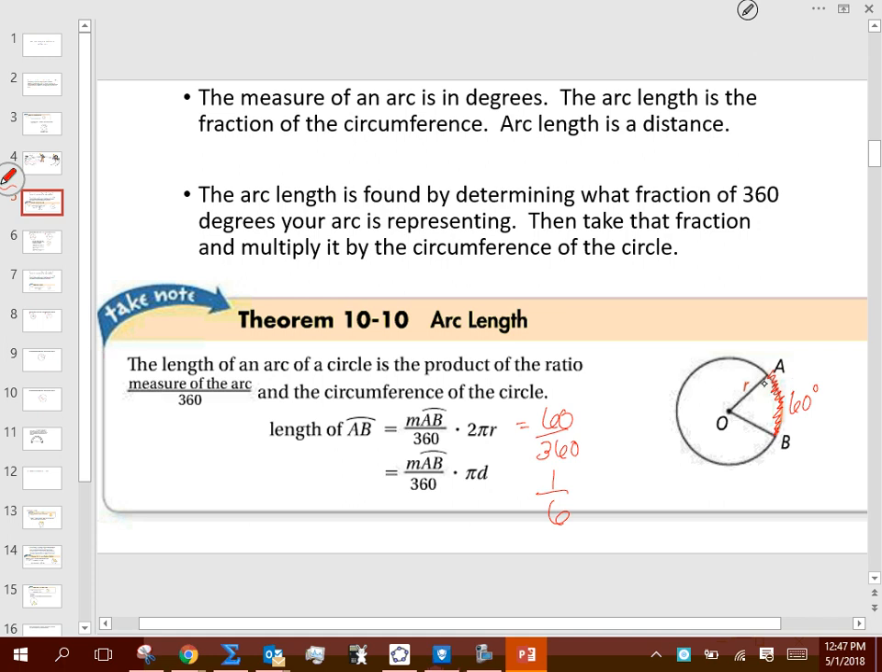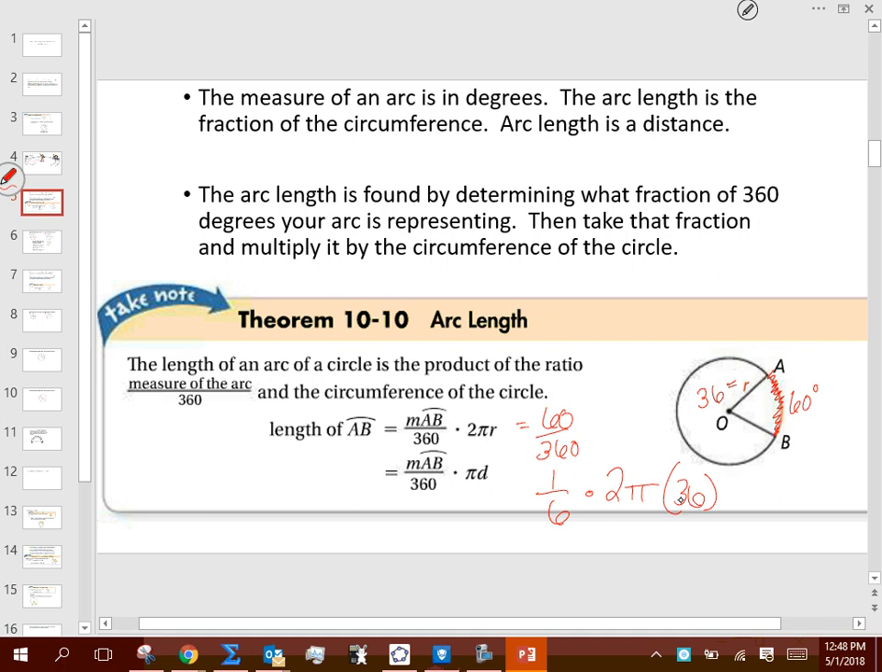1/6. So it tells me that this red arc is 1/6 all the way around my circumference. A portion of my circumference, right? And if I know what my circumference is, maybe we say this R here, just to make things nice for our math. Let's say R is 36. If I take 1/6 times 2 times pi times R, can I now find the length of A to B on that arc?